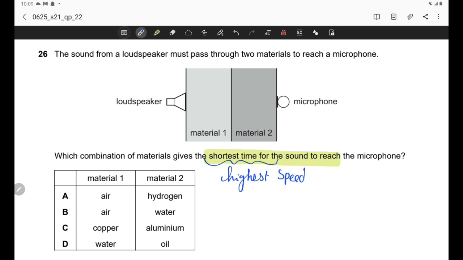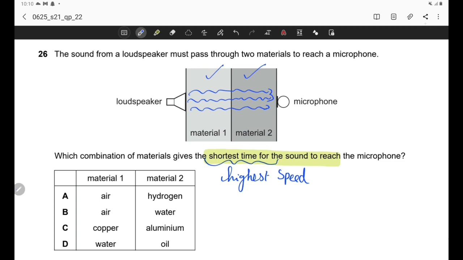When speed is more, the wave will take shorter time to reach the microphone. So there is a loudspeaker, it will produce the sound waves, and the sound wave has to travel through two materials, and we have to check what should be these two materials from the given options in order to reach the sound wave with maximum speed.